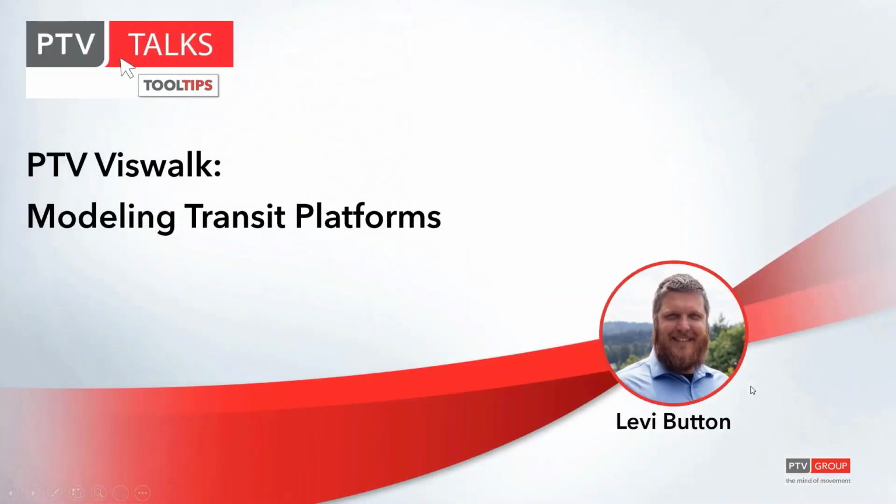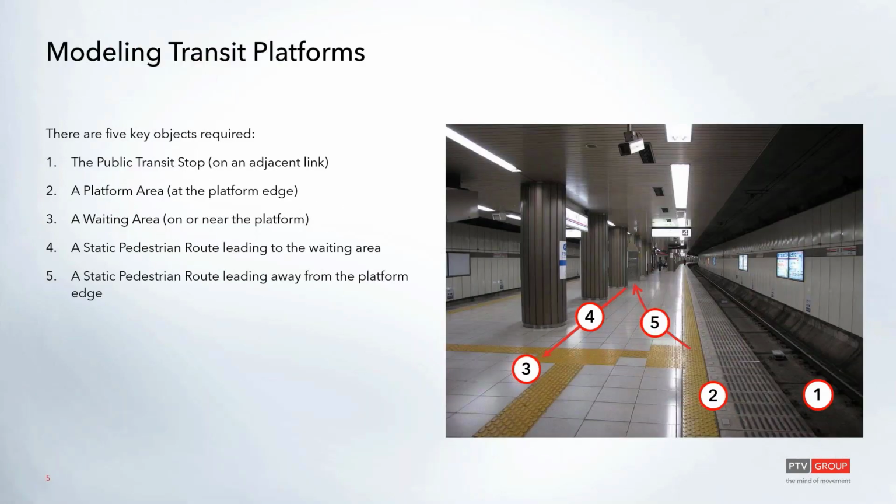Okay, so let's start with modeling transit platforms. Again, we're going to be focusing on the main objects and some tips and tricks on how to model those in an efficient way. So in Vissim and Viswalk, this is where the mesh point really is between the vehicular network and the pedestrian network that we have, is at the platform level.